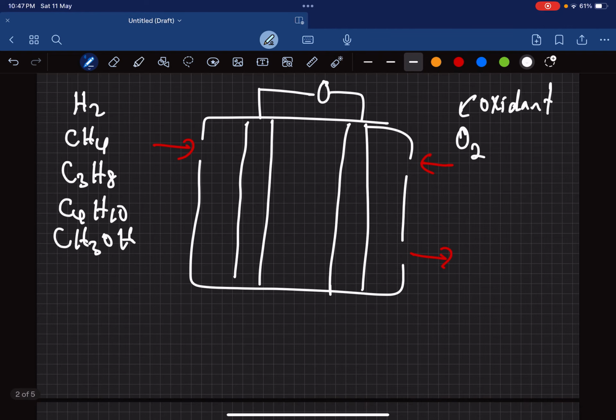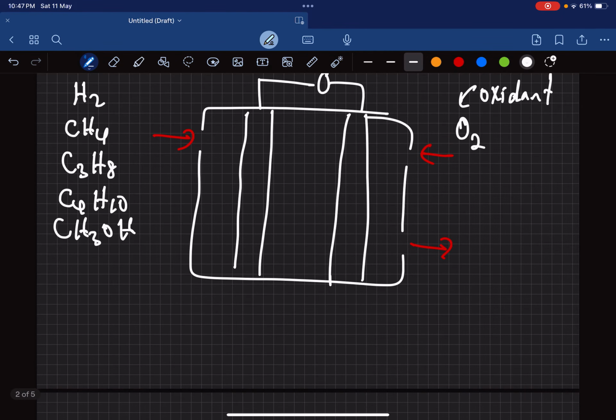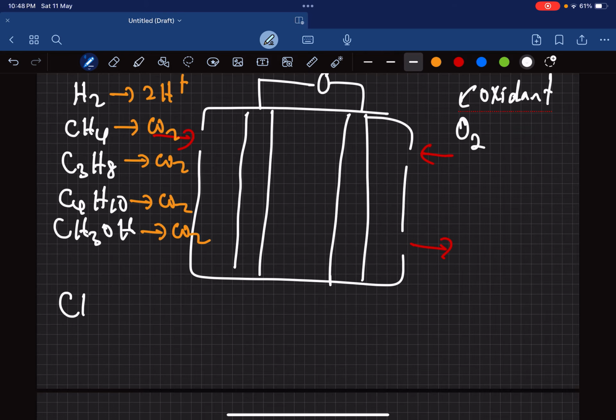So whenever you have any one of these, they will always be converted: the hydrogen to hydrogen ions, and the carbon-containing ones to carbon dioxide. Then your job is to write a balanced equation. For example, let's say we pick methanol. CH3OH is going to become carbon dioxide. The question will tell you, so you're not supposed to memorize this. So your job now is to balance this equation.